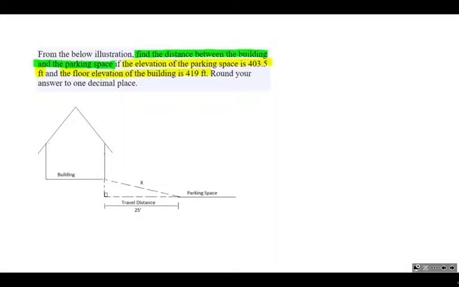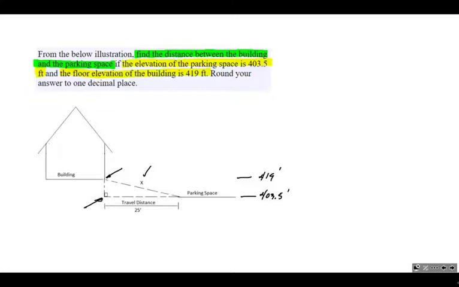We want to find the distance between the building and the parking space, and that's this distance x right here. We want to find this slope distance. We know that the elevation of the parking space is 403.5 feet, elevation above sea level, I guess. And the floor elevation of the building is 419 feet. We bring that over, and that is 419 feet.